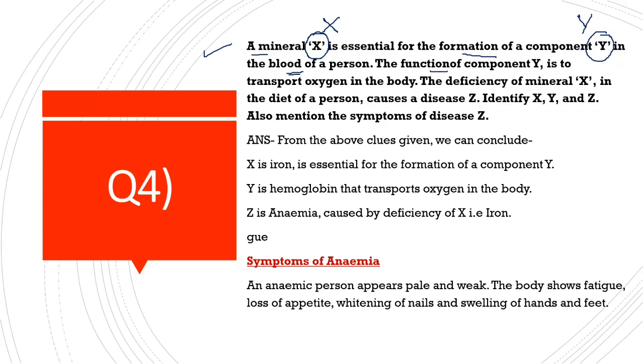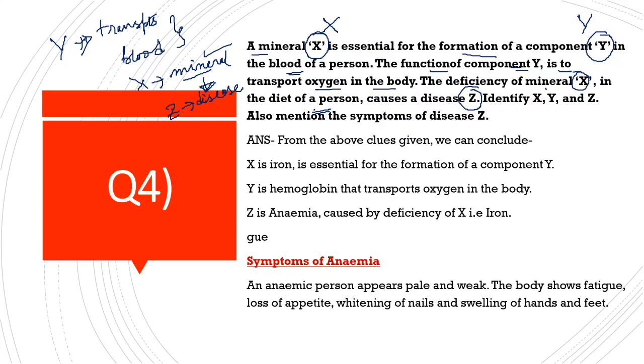Now the function of the component Y is to transport the oxygen in the body, and the deficiency of mineral X in the diet of a person causes the disease Z. Okay, now what is the function of Y? Y does the transportation of the blood. Okay, what does Y do? Y transports blood. Okay, what is X? X is a mineral. And what is Z? Z is the disease.